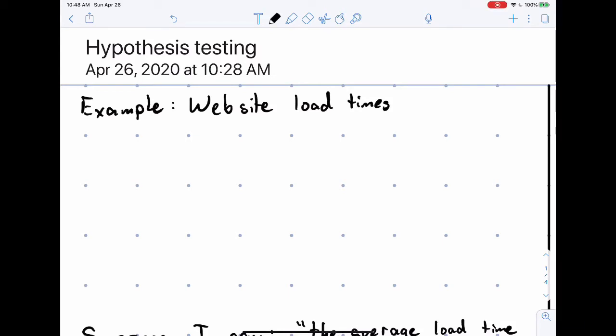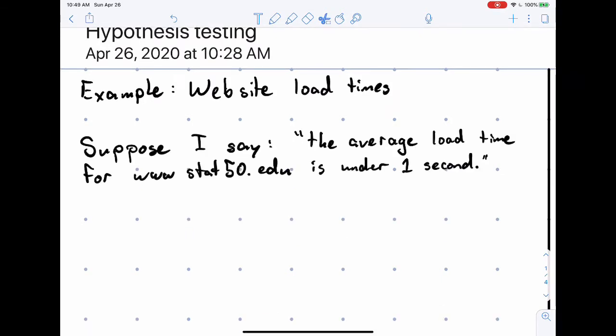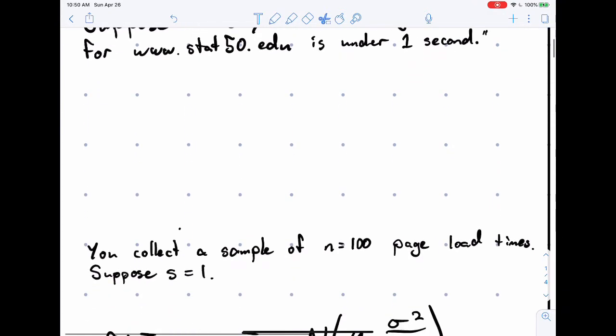In this video, I'm going to motivate hypothesis testing. So here's an example with website load times. Suppose that I say the average load time for my website, www.stat50.edu, is under 1 second. And you say, okay, let's verify that.